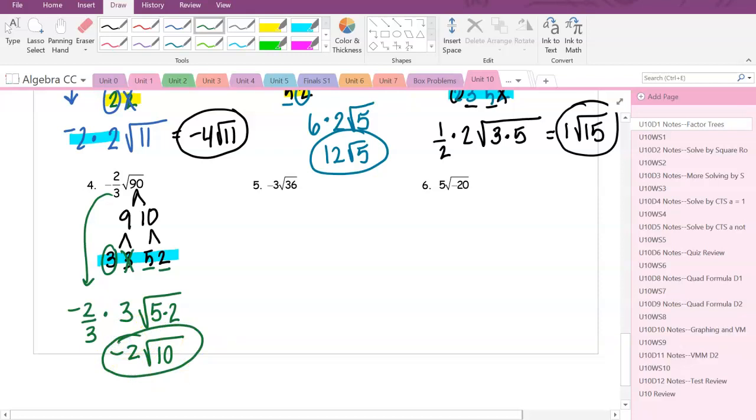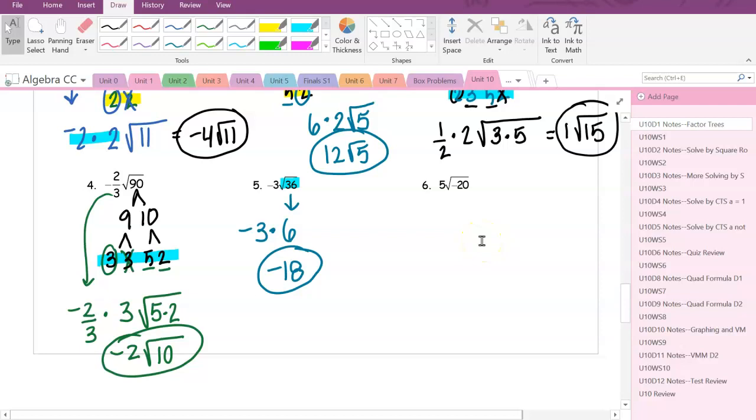All right, now be careful with number 5, because if you know your perfect squares, you should recognize that 36 is one of them. So we do not need to do a tree for square root of 36. Square root of 36 is just 6. That's it. It doesn't have a root over it. It is a perfect square, which means my 6 comes down, my negative 3 is out front. This multiplies to negative 18. Okay, again, perfect squares lose their root.